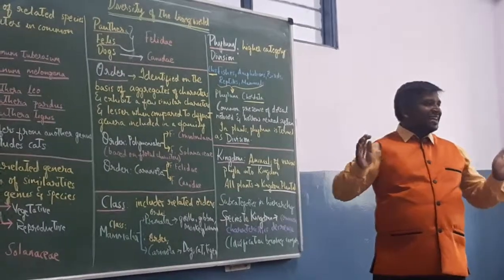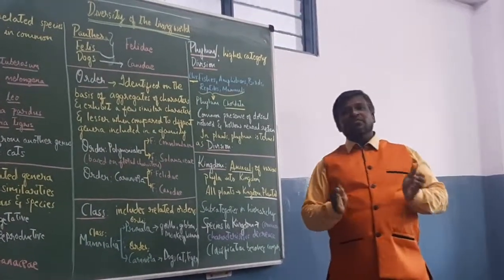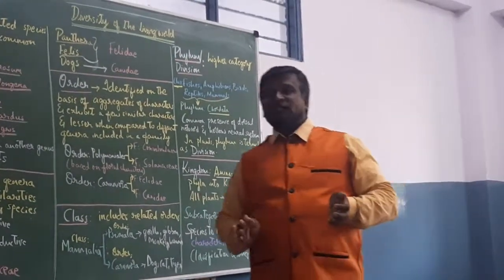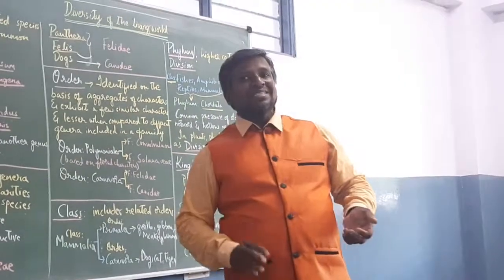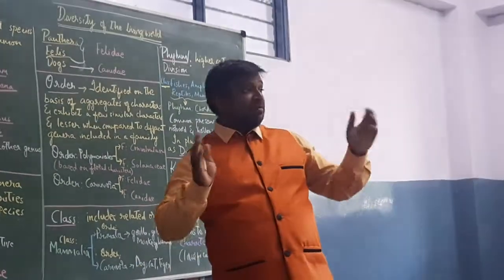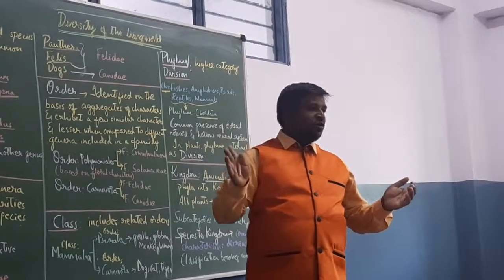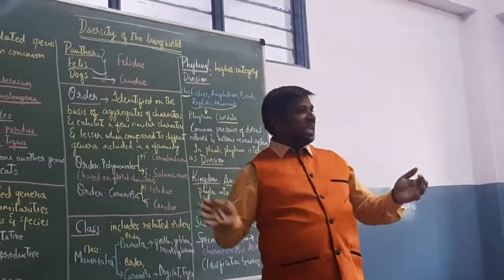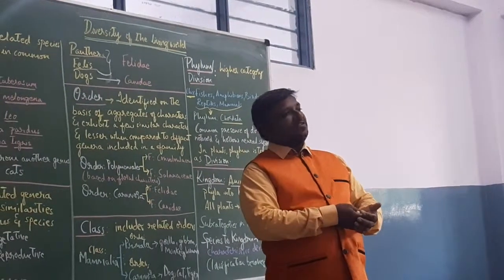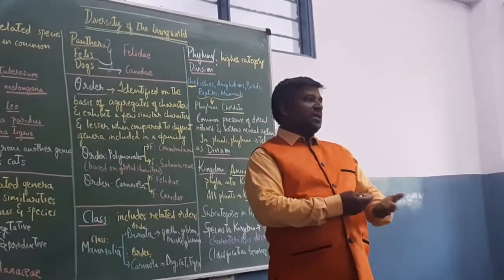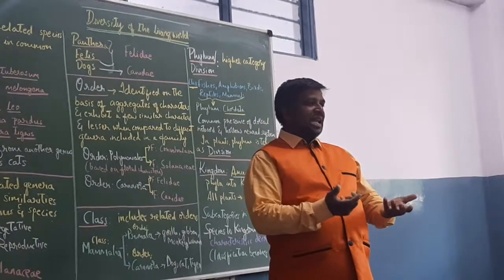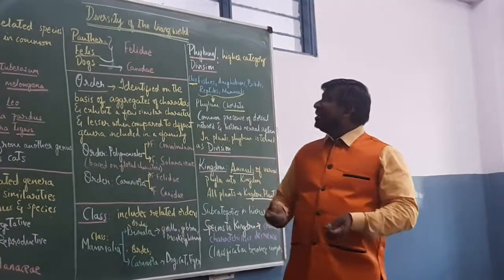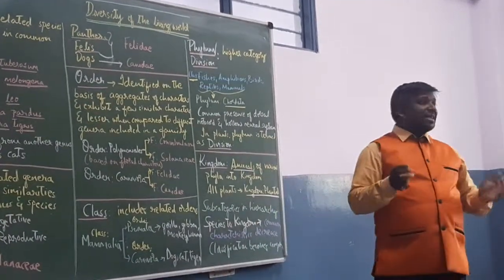All interrelated classes together are placed under a phylum. In animals we call it a phylum. In plants we call it a division. Division in plants includes bryophytes, pteridophytes, gymnosperms, angiosperms. So those classes are all included under the division. The plant part of the divisions are included under that. Next is the kingdom.